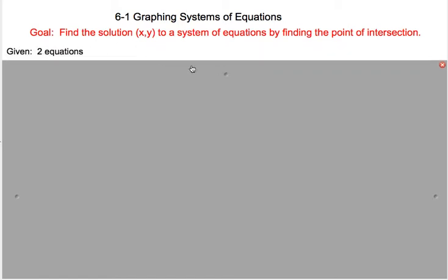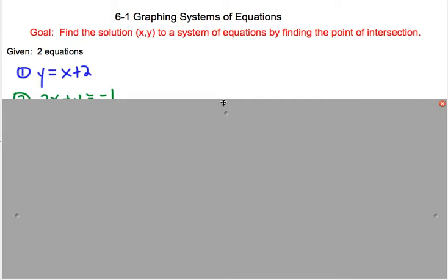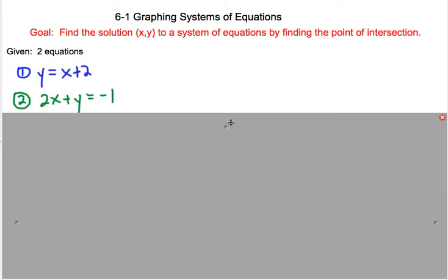So we'll be given two equations in almost all the cases that we're dealing with this year. The first equation that we're going to be given is y equals x plus 2, and the second equation is going to be 2x plus y equals negative 1. Now make sure you're taking good notes here. It might be helpful to use different colors.